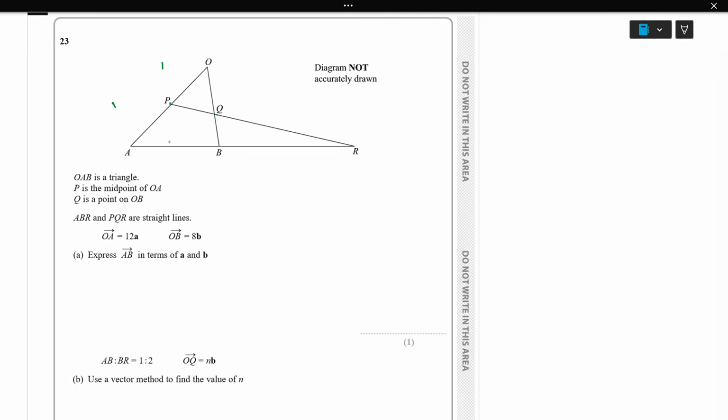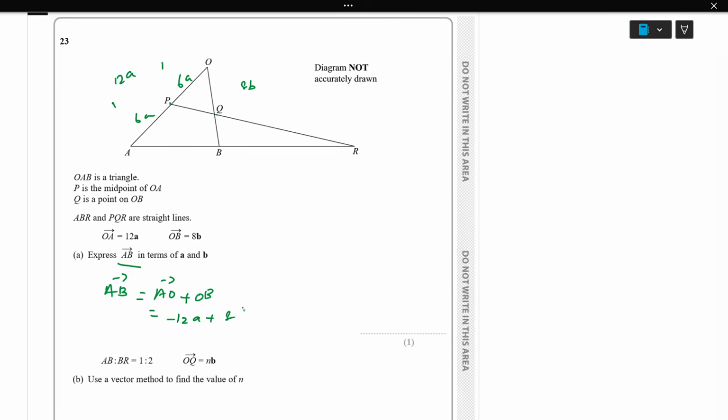Next, question 23 is a vector question. So OAB is a triangle, P is the midpoint, so 1:1, and Q is the point on OB. A, B, R are straight lines. Okay, these two are straight lines. OA equal to 12A, and OB equal to 8B. So find AB. This is 12A, that is 6A, 6A. Here the entire is AB.